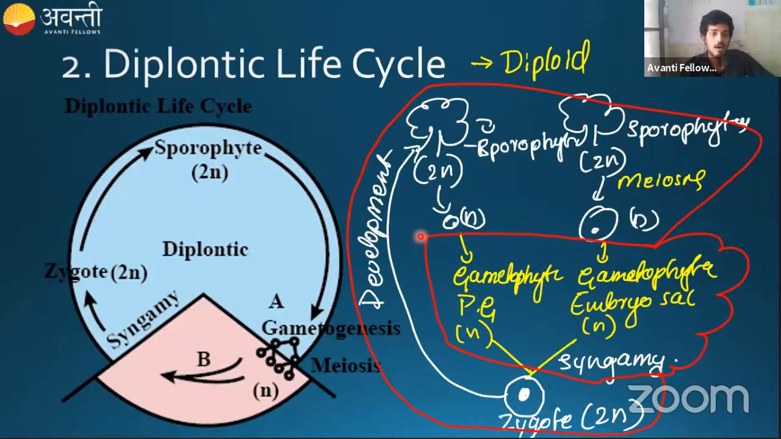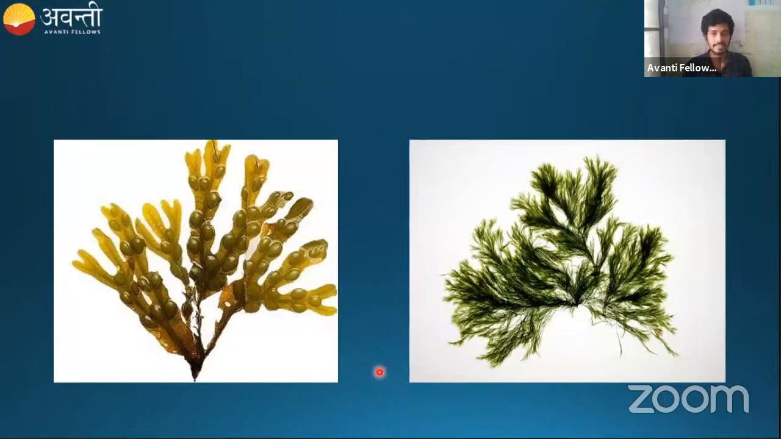In all diplontic plants, the reproduction process will be like this only, sexual reproduction. That's what is mentioned in this diagram also. Here they mention the same thing: gametogenesis, meiosis will happen. The diagram explains how the process happens. So check here. What are the examples then?